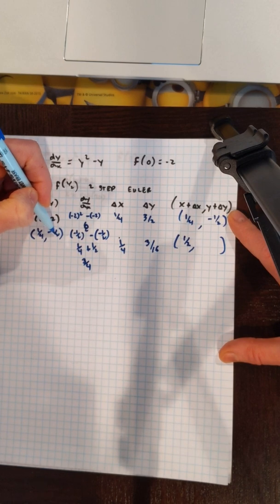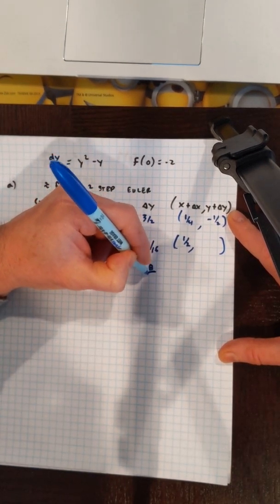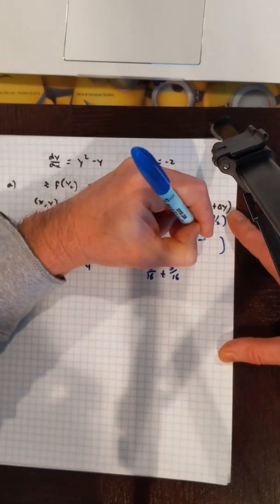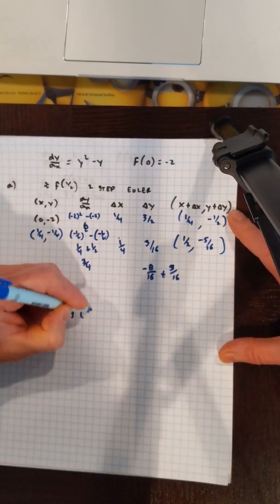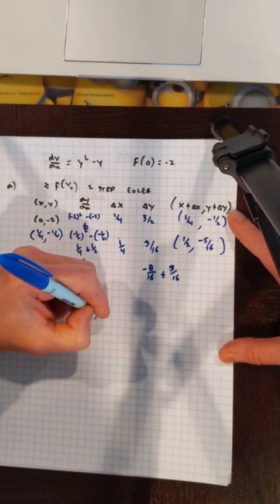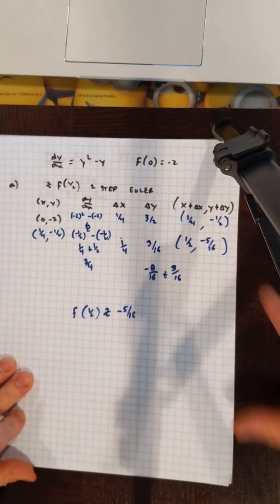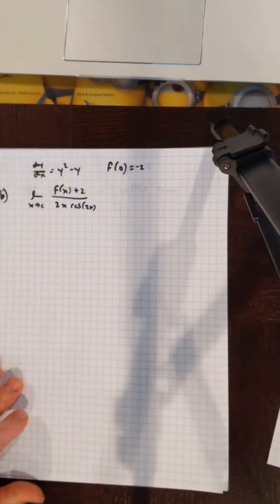-1/2, just do some side work here, -1/2 is -8/16 plus 3/16 gives you -5/16. Your resulting answer is f of 1/2 is approximately equal to -5/16. That's part A. So take a look and see where your flaw was, if you made any at all.